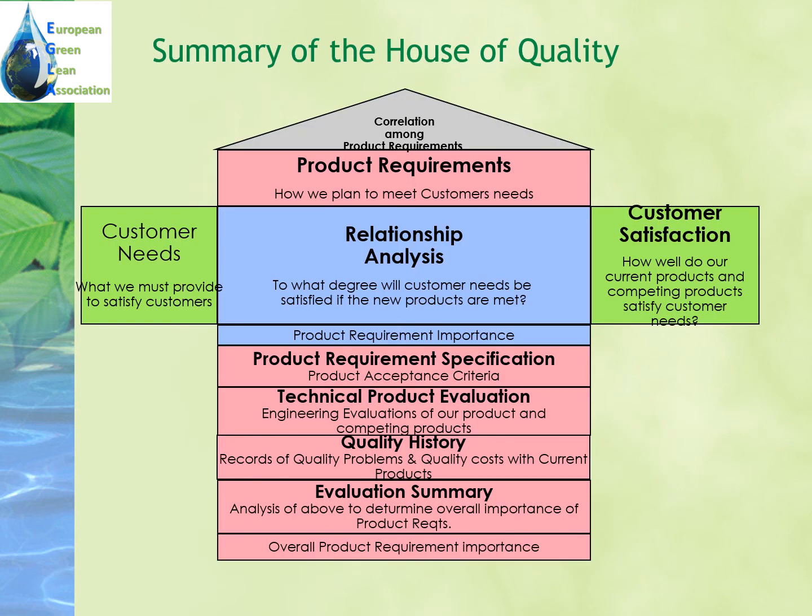So here you see why the name is House of Quality. It really looks like a house. And when you think, this is building the total picture of the needs. You have the customer needs, you have the customer satisfaction measures, you have relationship analysis, you have the product requirements importance, you have the product requirements, you have the correlations, and then you get the specifications for product requirements, for technicality. You can see the quality history and evaluation summary when you do it right. So this will really help you to see the big picture of what is needed to be done to improve.